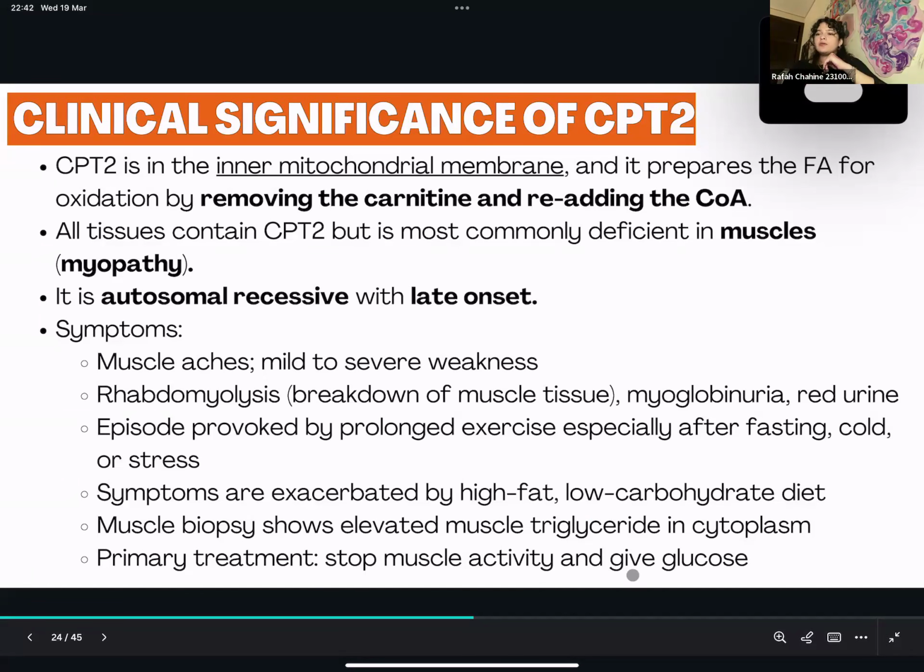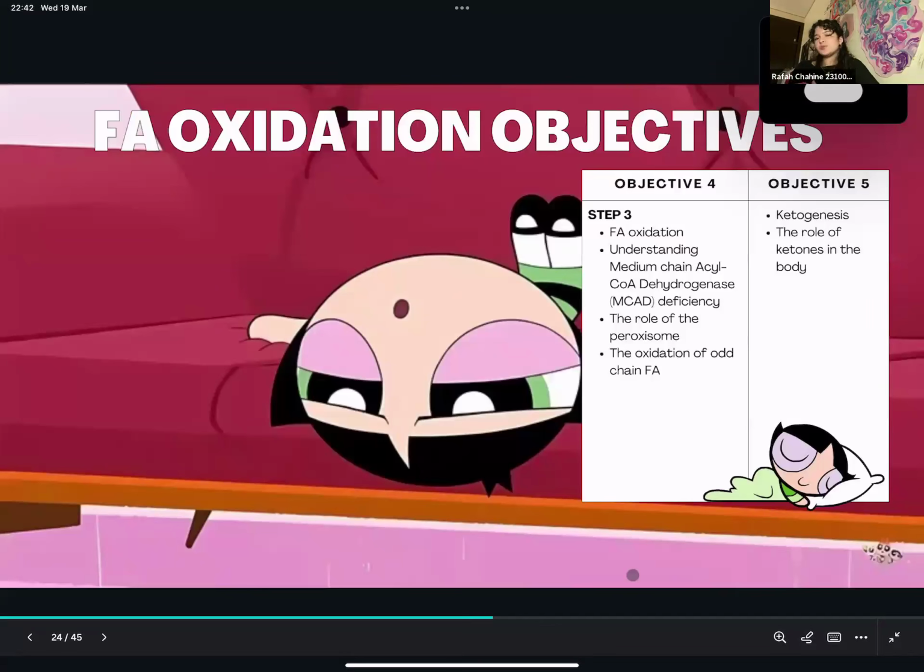Okay, so now we're done with objective number 3. Now we're moving on to the major objectives, which are objective number 4 and 5 when we move on to ketogenesis. But in objective number 4, this is where we're going to begin fatty acid oxidation. We're going to understand the prevalence of medium chain fatty acids, the role of the peroxisome, and how do we break down odd chain fatty acid as well.